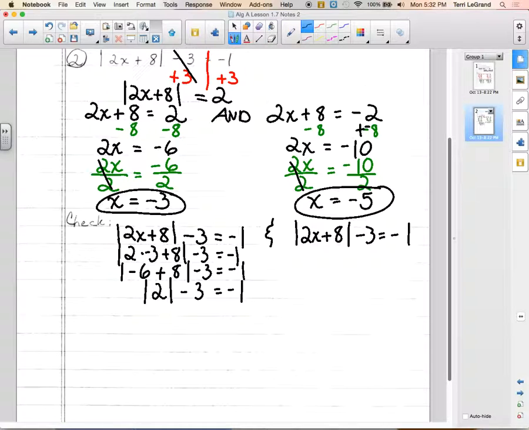And now we're going to say, okay, how far is 2 from 0? It's 2 units away. So we have positive 2, take away 3 on the left side now. We have one more step to do because we can take 3 away from 2 and we get -1. We have a -1 on the other side, so we can say that it checks out.